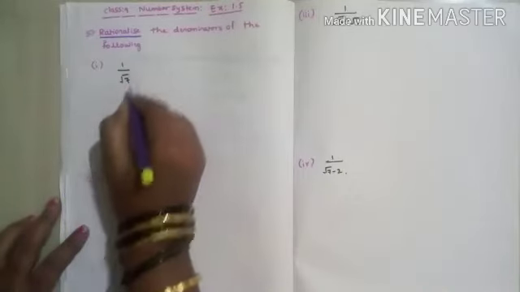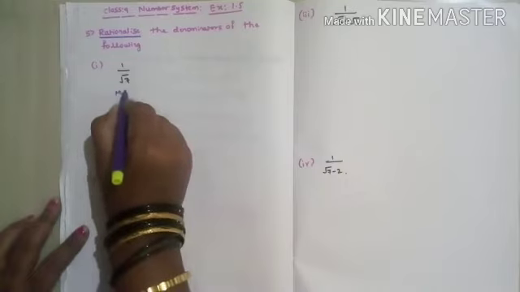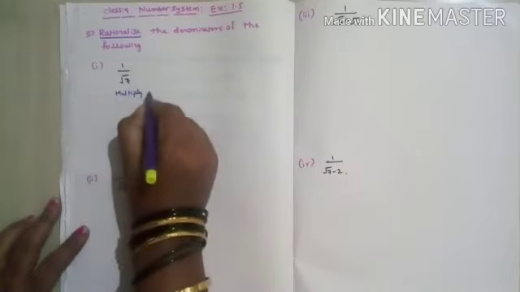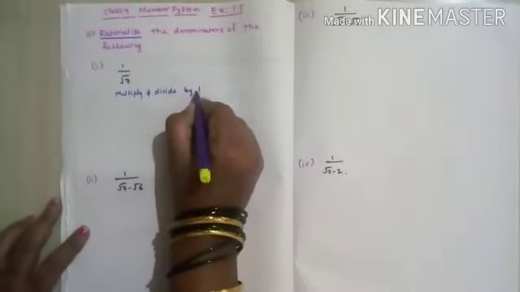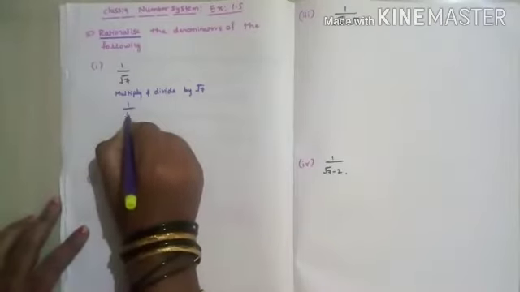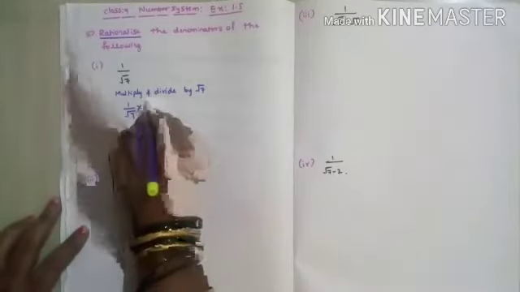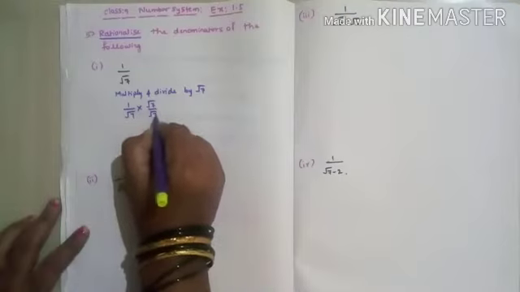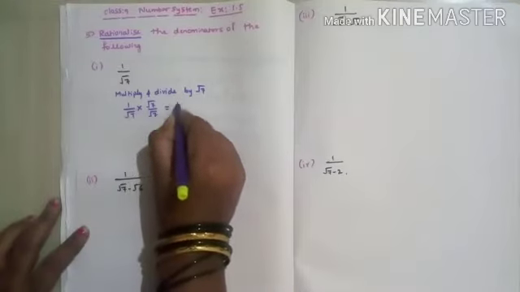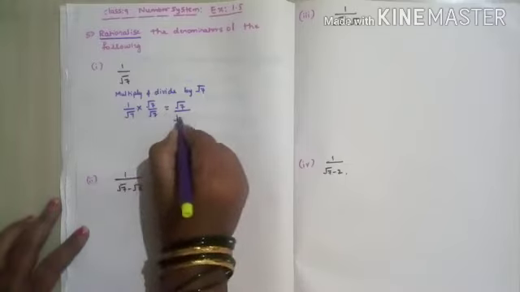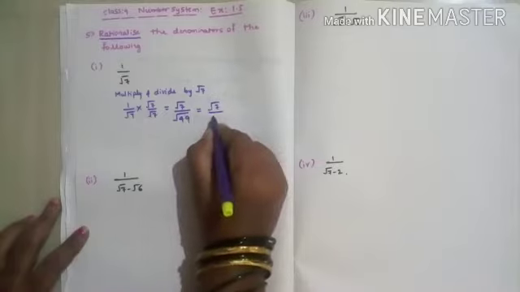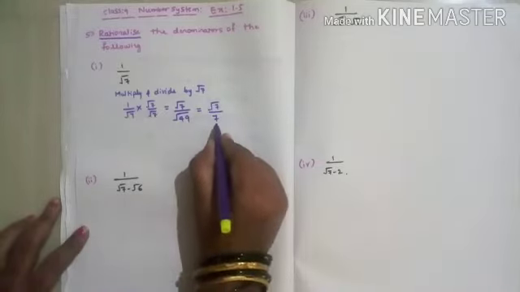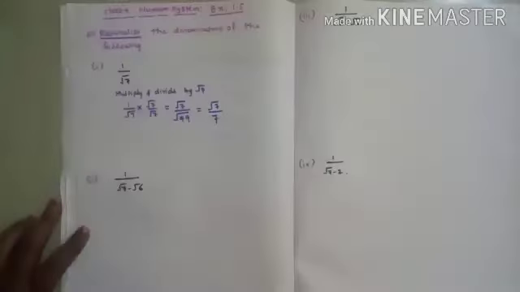So we have to multiply and divide by root 7. Then you will get 1 by root 7 into root 7 divided by root 7. Here 1 into root 7 is root 7, divided by root 7 into root 7 which is root 49. Therefore the answer will come as root 7 by root 49. Root 49 is 7. Rationalize the denominator: in the denominator we got a rational number. 7 is a rational number, not an irrational number. So like this we have to do it.